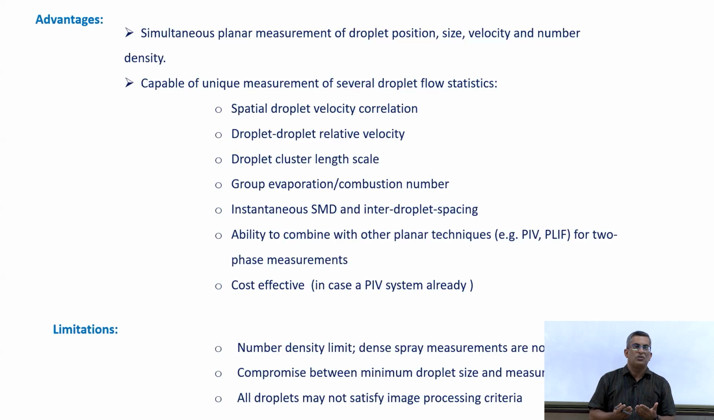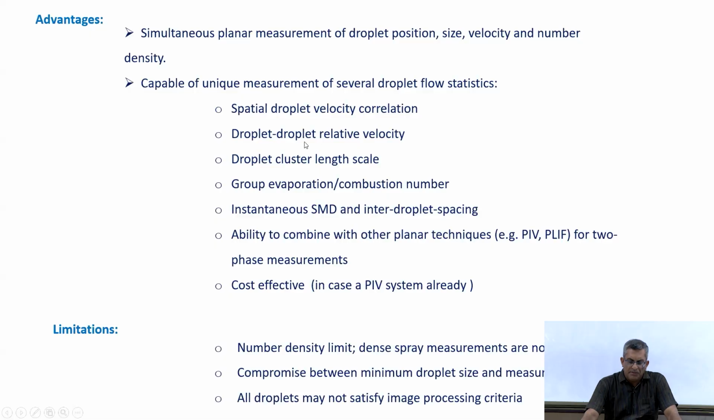This is similar to the two-point statistics for turbulence that we have discussed. And moreover, we can find these statistics conditional on particle size, because now you know the size. So you can divide your particle size distribution into bins, and for each particle size class you can calculate this statistics. That is a major advantage. But its uniqueness is that you can get this spatial correlation.